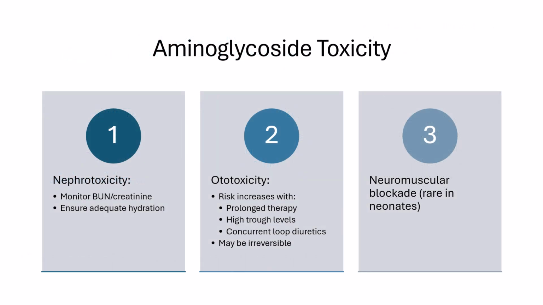Nephrotoxicity is a major concern. These drugs can cause acute tubular necrosis. You'll need to monitor BUN and creatinine and ensure adequate hydration. Even more significant is the risk of permanent ototoxicity affecting both hearing and vestibular function. This risk increases with prolonged therapy, elevated trough levels, and concurrent use of loop diuretics like furosemide.